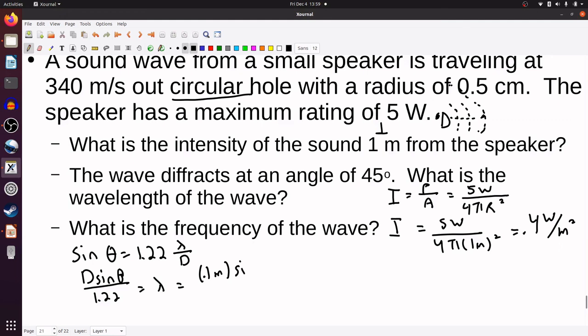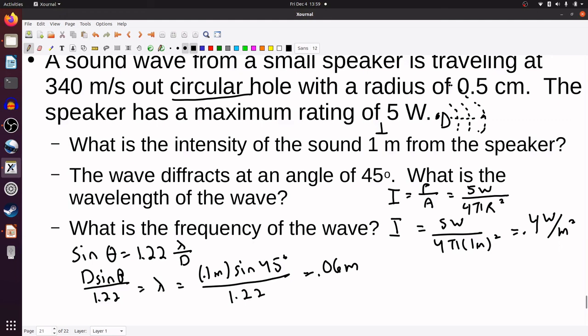Then we're going to do some signing. 45 and divide that by the 1.22. Let's do that. So 0.1 times the sine of 45, divide that by 1.22, and I get 0.0, we're going to round it, 0.06 meters. Pretty big wave, actually.